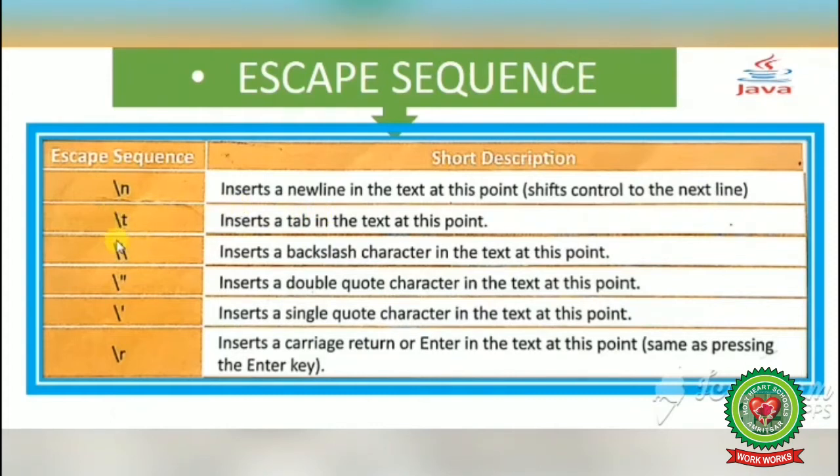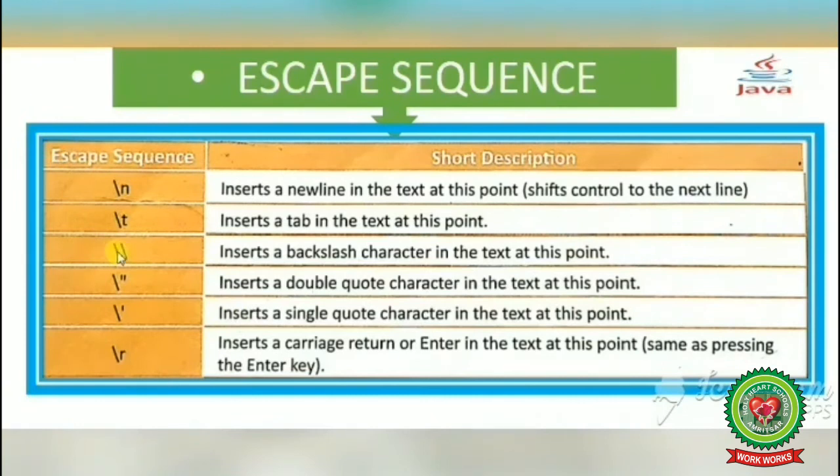Number 2 is slash t. T for tab. Insert a tab in the text at this point. Like our tab key on the keyboard that gives 0.5 space by default, in the same way in the message when you want to give the tab space, what will you write over there? Slash t. It will insert a tab space.